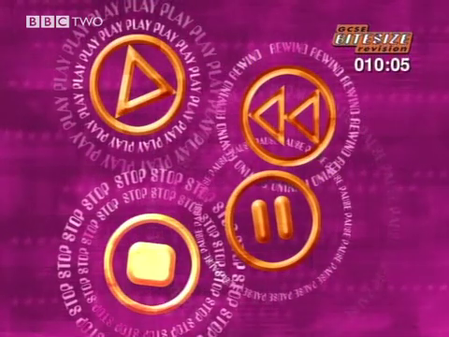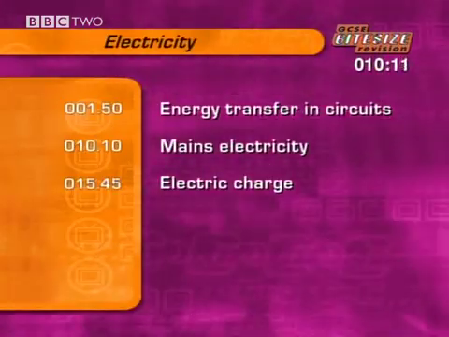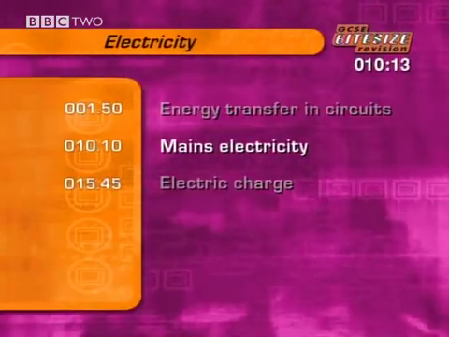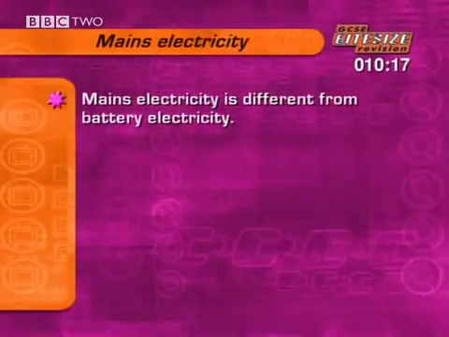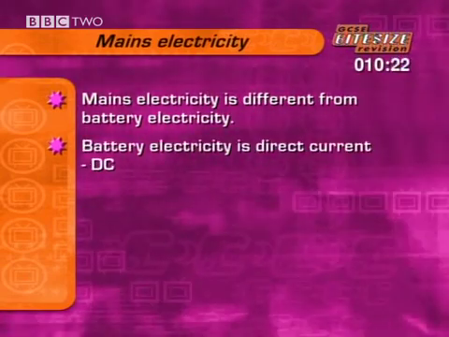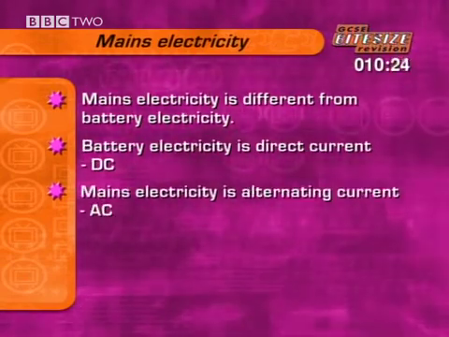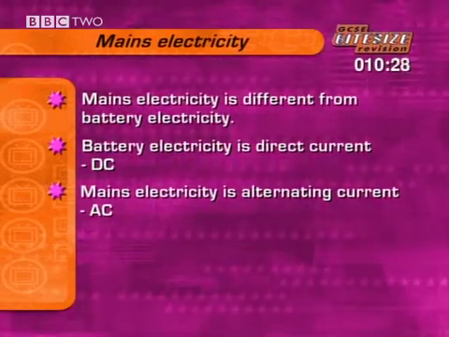That's the end of energy transfer in circuits. This section is about mains electricity. The important thing to know about mains electricity is that it's different from battery electricity. Battery electricity is direct current, DC, while mains electricity is alternating current, AC.